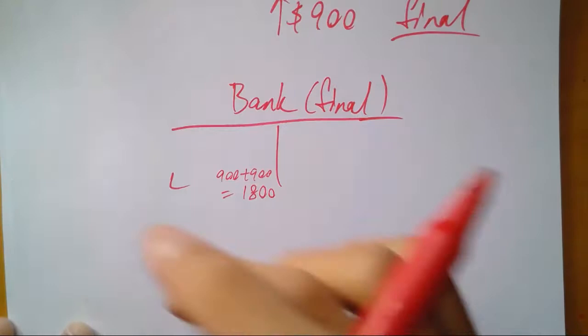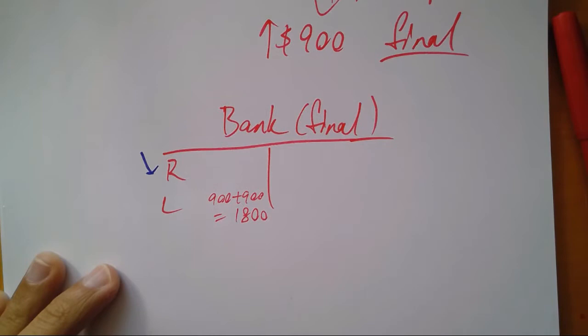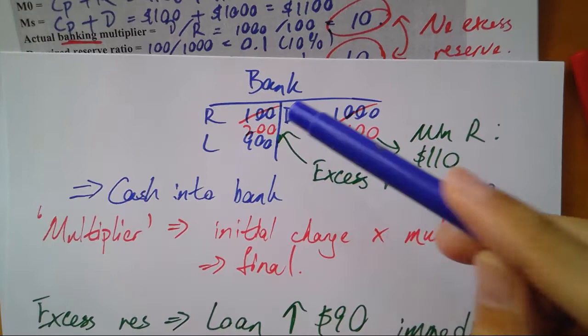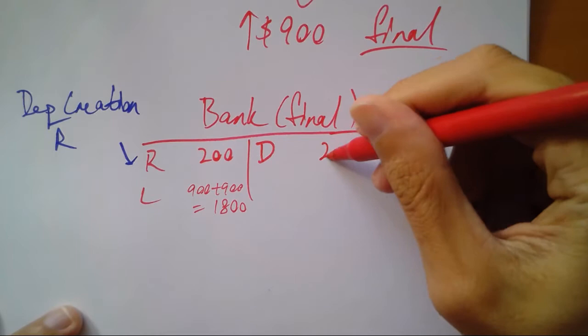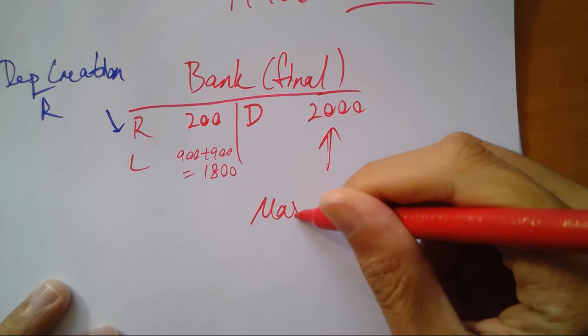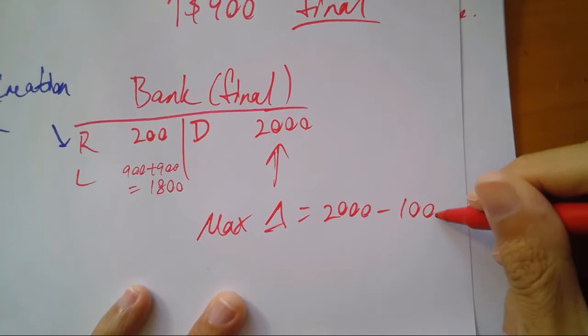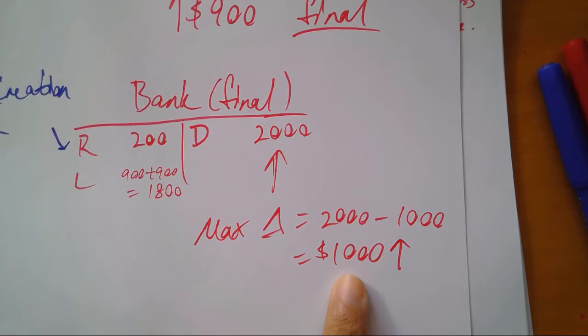Now remember, I always say, reserve. Last video, we talked about, in the whole process, okay? In the deposit creation process, reserve remains unchanged. Now therefore, if we start with 200, it also ends with 200. By balance sheet, you will see that deposit should be 2,000. Now therefore, the maximum change is 2,000 minus 1,000. Would be $1,000 increase. The maximum possible change in deposit would be increased by 1,000.